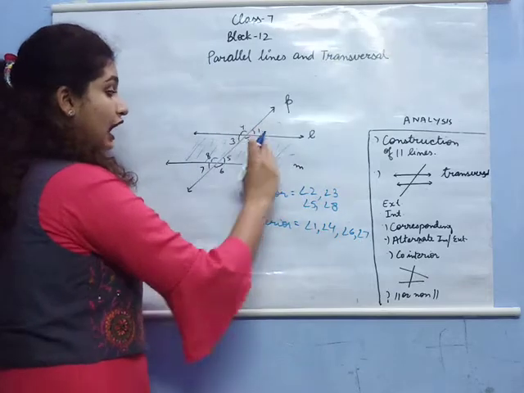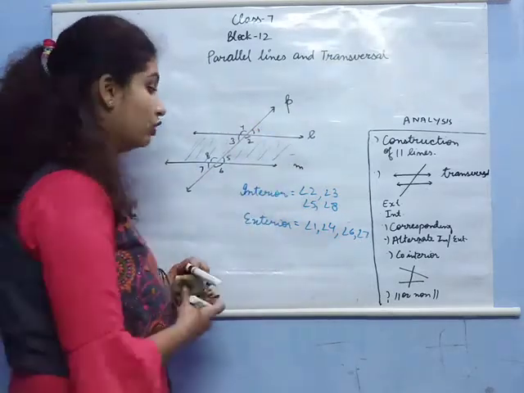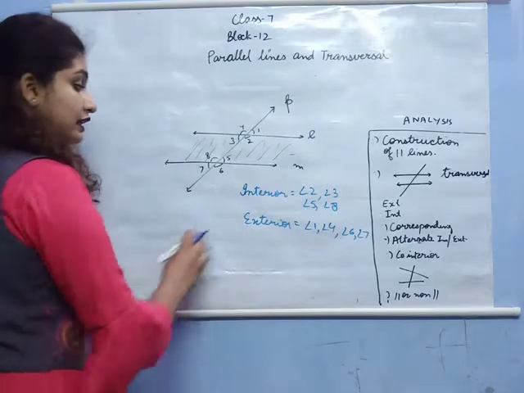All these angles are outside this parallel region. That's why they are called the exterior angles. Is that clear?